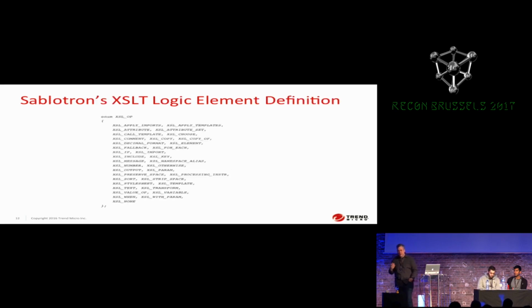To understand what type of bugs and where to look in the code, we're going to show you a couple of places where you can at least start looking for bugs. In this case, what you're seeing is the definition of all the different logic elements that exist in Sablotron that's being used by Adobe Reader. This enumeration defines the different logic elements, and you can see that copy-of is in there, value-of is in there, attribute is in there, for-each. All of the different XSLT logic elements are defined here.